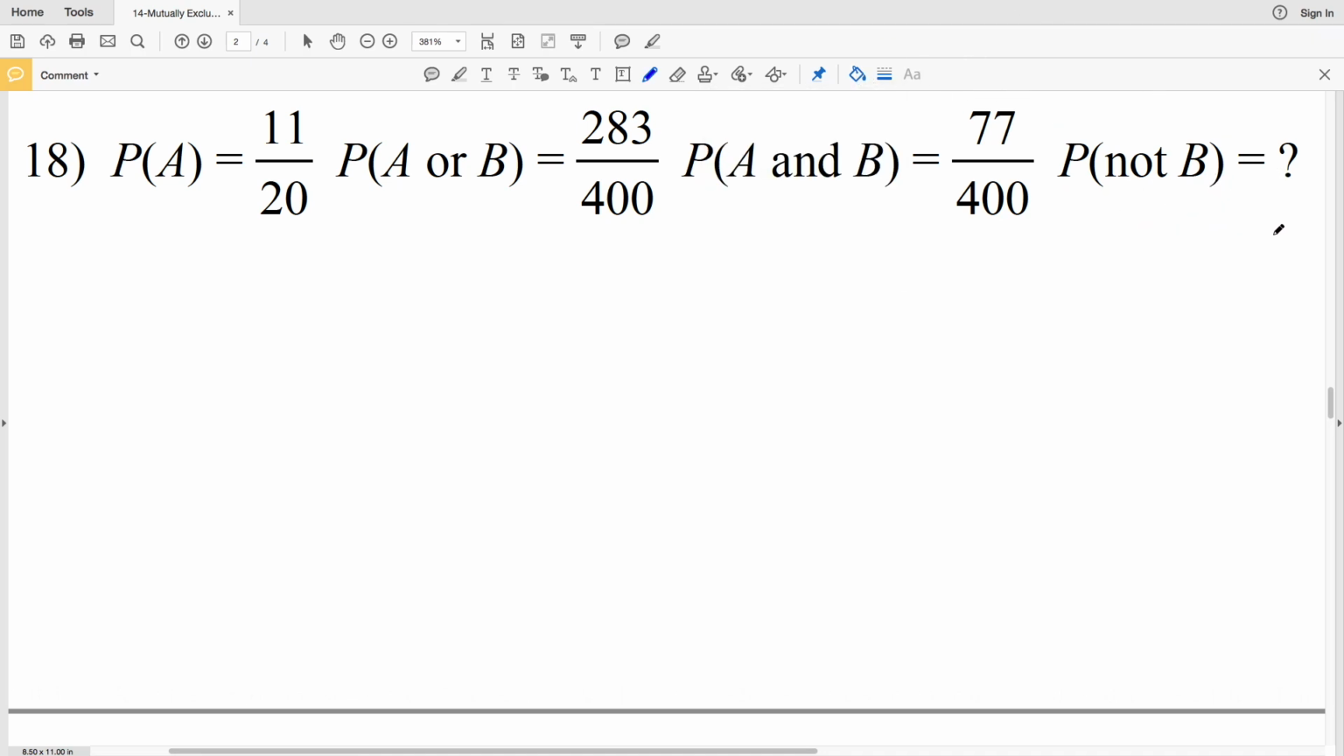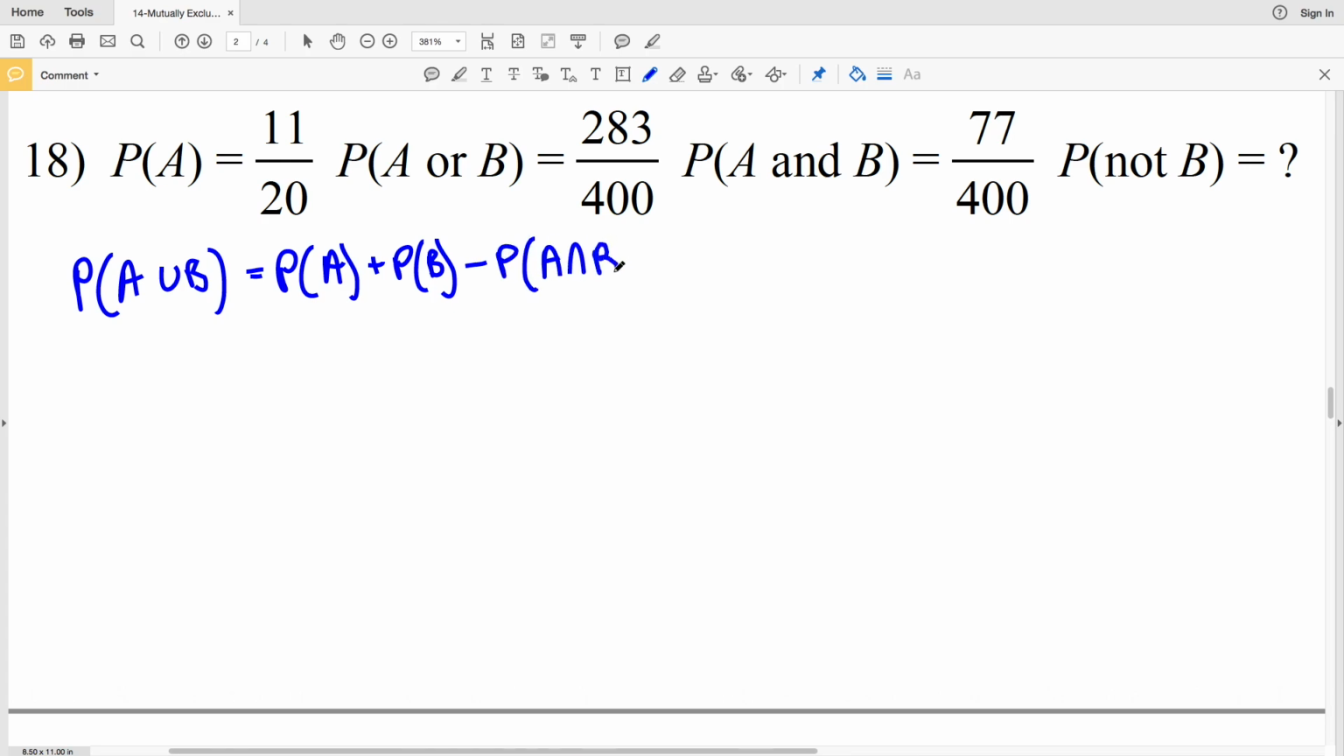But first, I need to figure out what the probability of B is in order to solve. So the probability of A or B equals the probability of A plus the probability of B minus the probability of A and B. So the probability of B is what I'm trying to solve for in order to solve for the probability of not B. So I'll plug in the probability of A union B, A or B, of 283 out of 400. That's equal to the probability of A, 11/20, plus the probability of B, minus the probability of A and B, which is 77 out of 400.